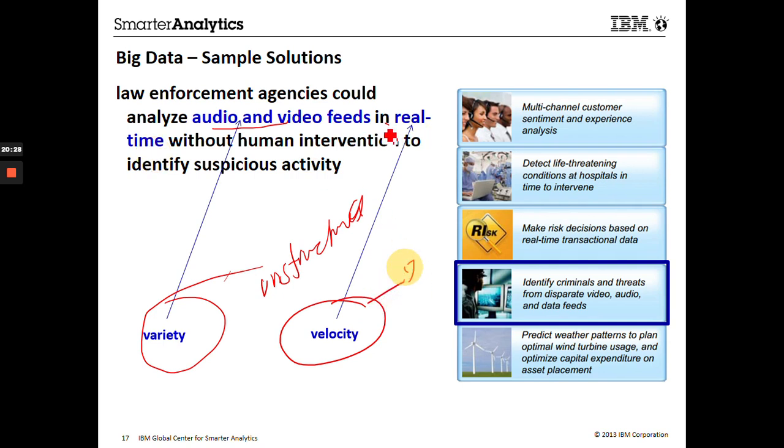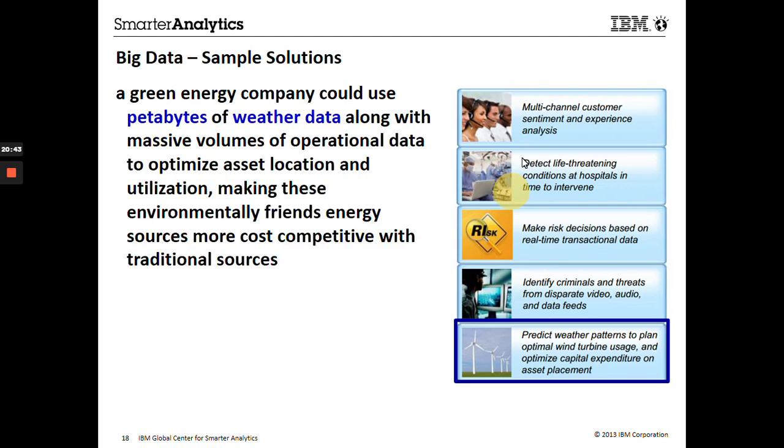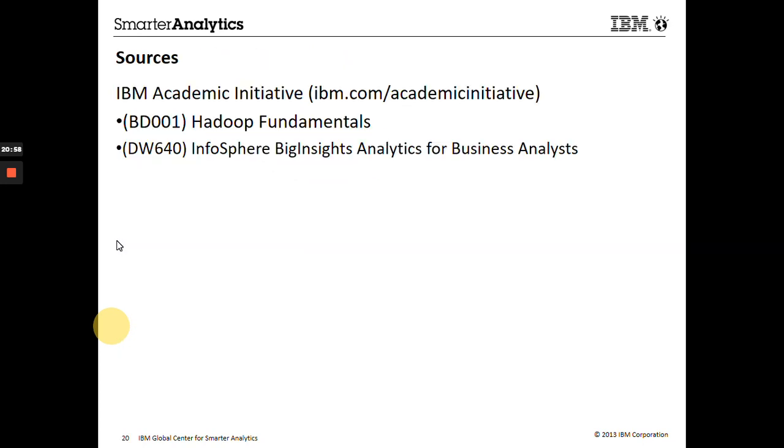Velocity kasi real time. So as time passes, meron yung data natin is nagre-reproduce ng more and more data. And then the next one, petabytes. Petabytes is volume and weather data are variety. Weather data, unstructured. And petabytes volume.